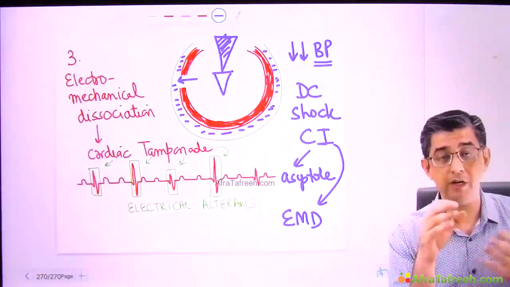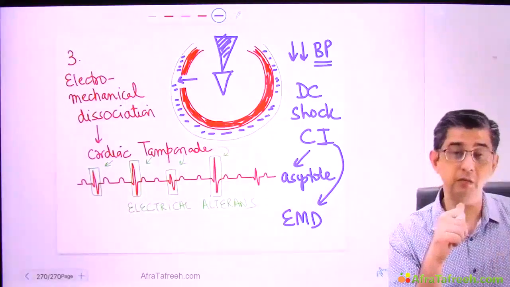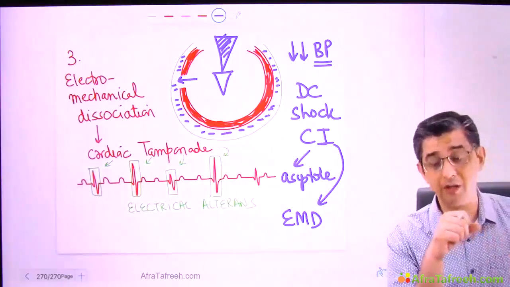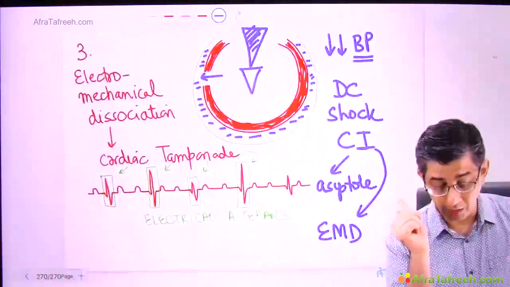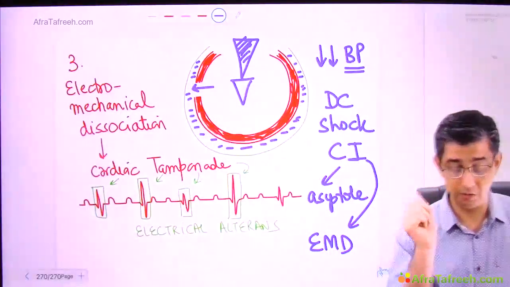Atria are doing 100, ventricles are doing 200, ventricular tachycardia. AV dissociation is read with respect to bradyarrhythmia, complete heart block, tachyarrhythmia, ventricular tachycardia. But at the moment, the word is not AV dissociation, it is EMD, electromechanical dissociation.